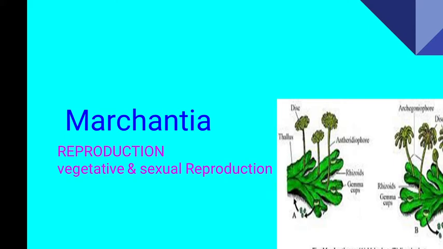Marchantia reproduction, vegetative and sexual reproduction. In the last class we already discussed the vegetative characters of Marchantia and the structure of the gametophyte. In this lesson we are discussing reproduction in Marchantia. In Marchantia, reproduction takes place in two ways: one is vegetative, and the other is sexual reproduction.